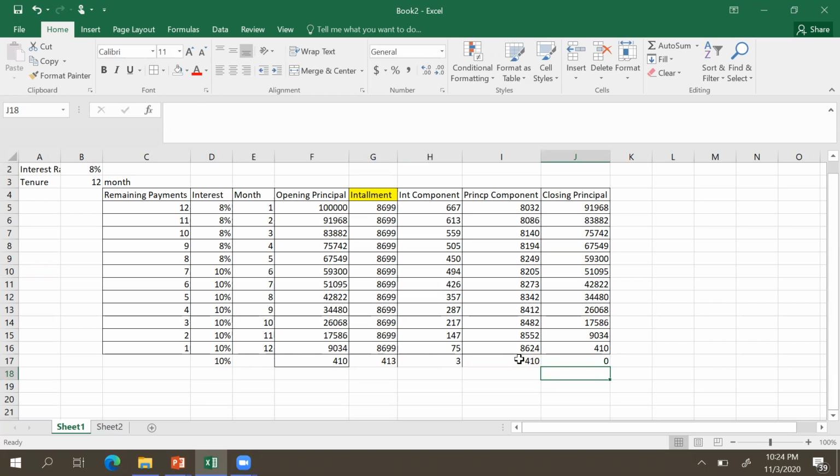So what has happened? You haven't increased the EMI with the increase in interest rate to 10%. Instead, what you did, you kept the EMI constant, and there was an addition of another month in your repayment schedule.